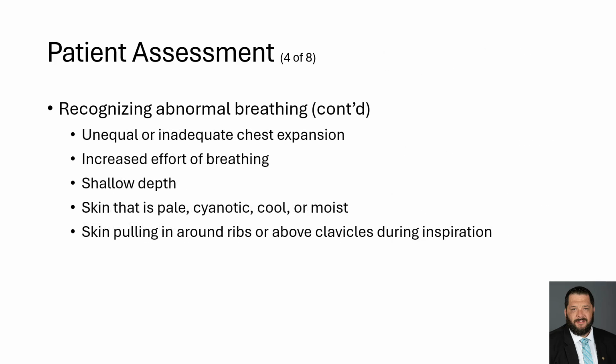Other factors that can clue us into the patient having abnormal breathing or ventilation: unequal or inadequate chest expansion, an increased work of breathing, shallow depth, if their skin is pale, cyanotic, cool to the touch, or moist, if they're diaphoretic, and that's the word we use in medicine to describe moist skin. Skin pulling in around the ribs or above the clavicles during inspiration. We call this retractions.